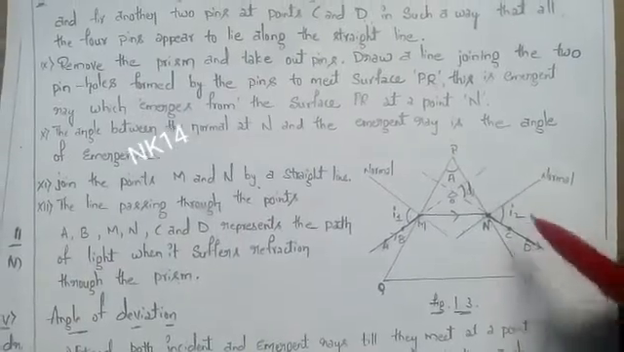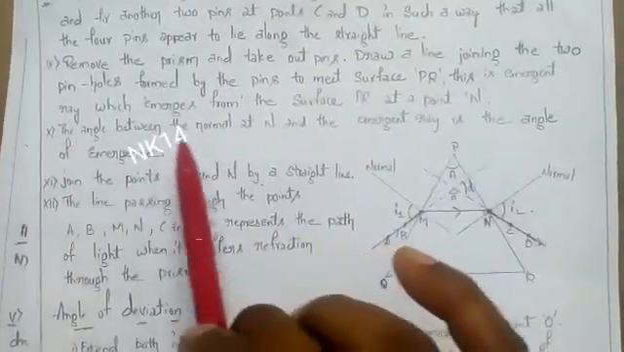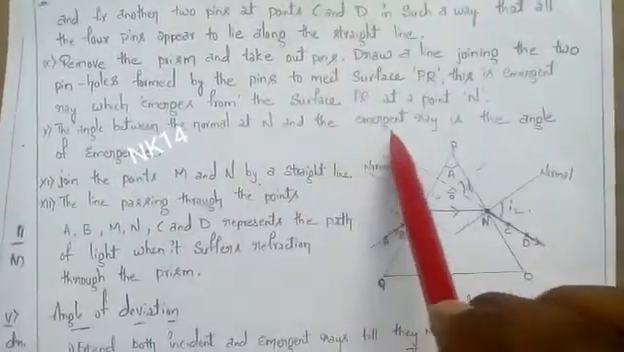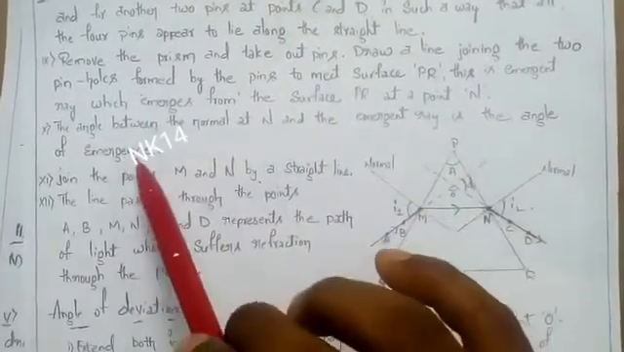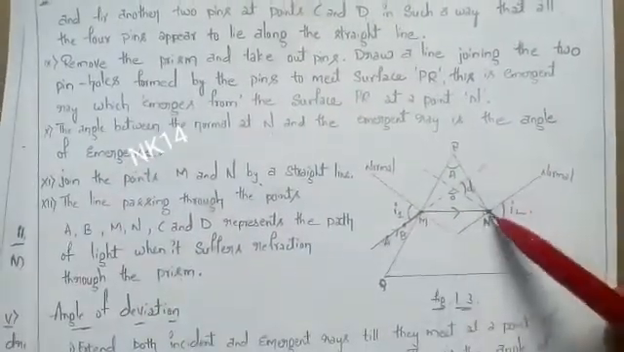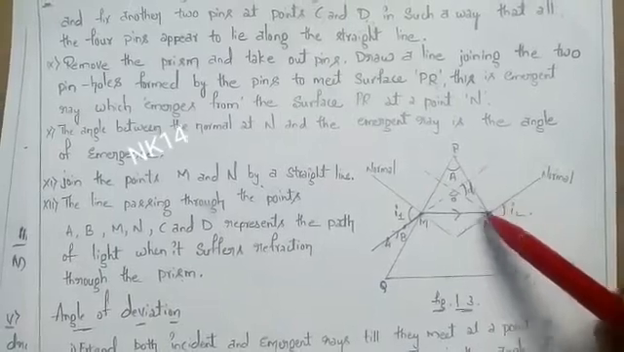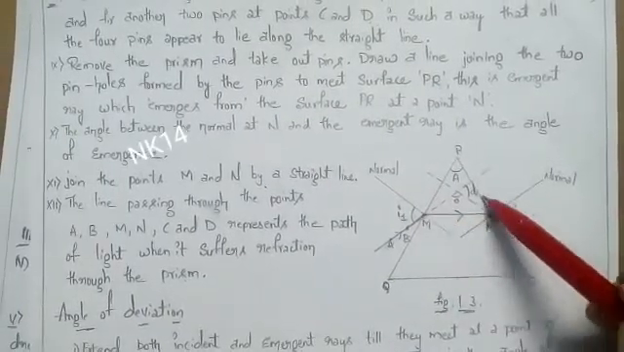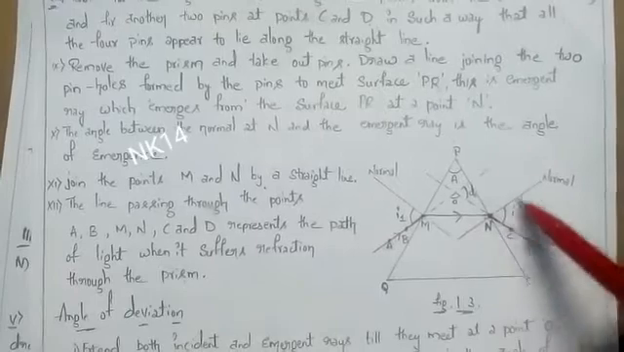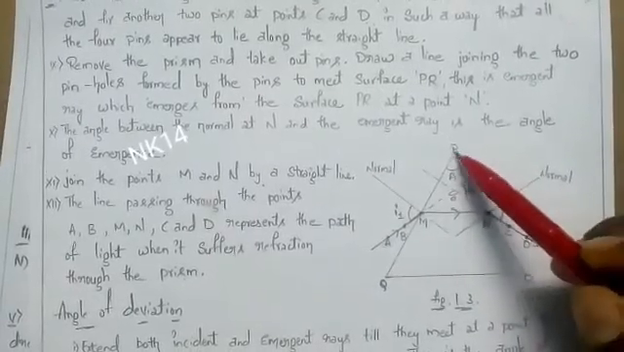And go for the next point: the angle between the normal at N and the emergent ray is the angle of emergence. After placing the point N, we have to follow the same procedure as for M, that is, we have to place the protractor and mark 90 degrees. The perpendicular line should be drawn on the side PR.